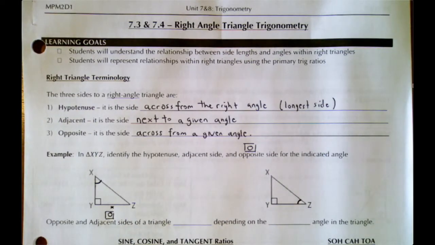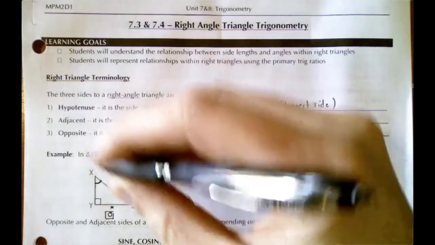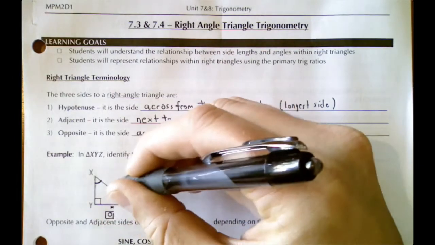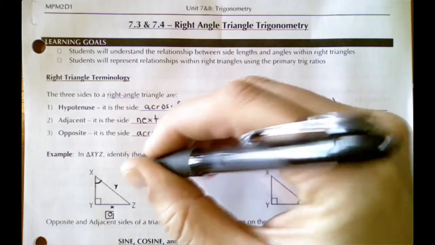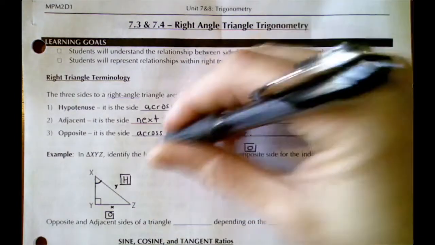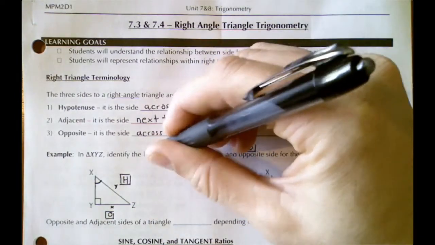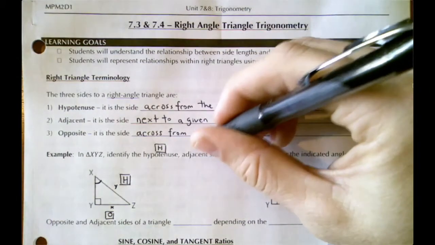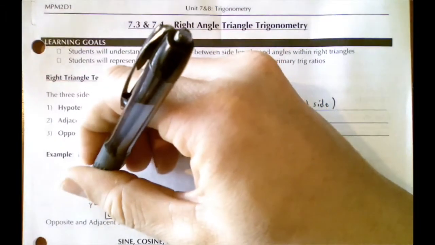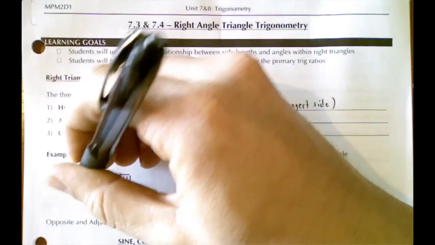The hypotenuse will be the longest side, and the longest side's always the one across from the right angle. The right angle's here. The side across from it would be this side. This side is side Y. This is our hypotenuse. And that leaves one side to be our adjacent side A. Side Z. That would be our adjacent side.